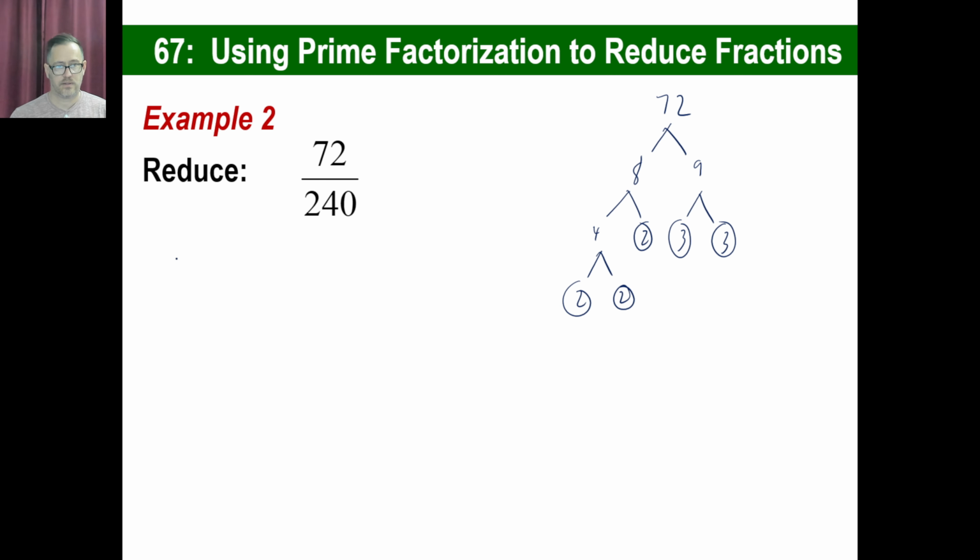So we got, let's see here. I'm going to write it up here. 2 times 2 times 2 times 3 times 3. All right. 240. I'm just going to do it right underneath there. Well, that's obviously 24 times 10, right? You might have said 2 times 120. Doesn't matter. 10, we know that's going to be 2 times 5.